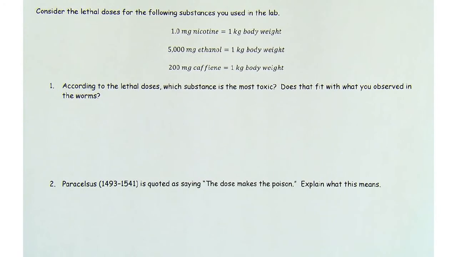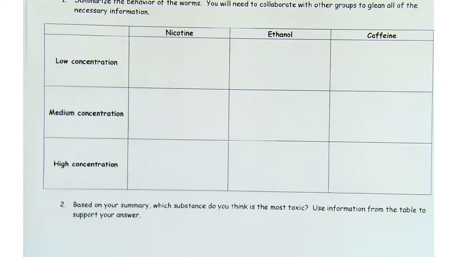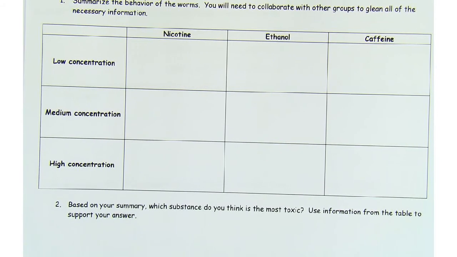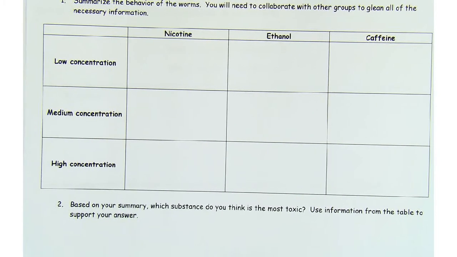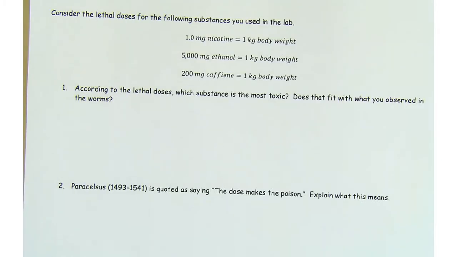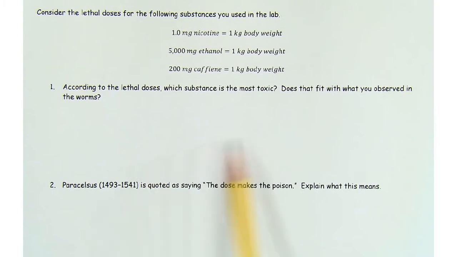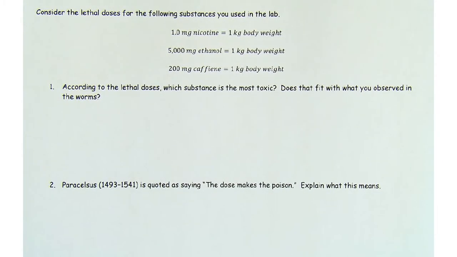And then the second part, does that fit with what you observed in the worms? That's asking you to go back to question 2, which substance you thought was most toxic. All right? Is the substance you thought here for question 2 on the front the same as you put based on the lethal doses on the back?